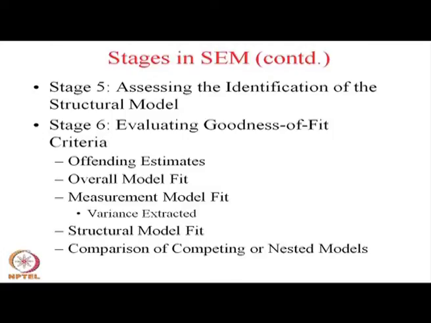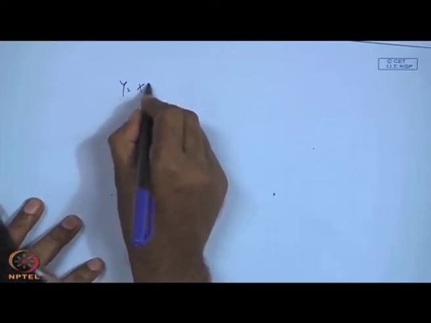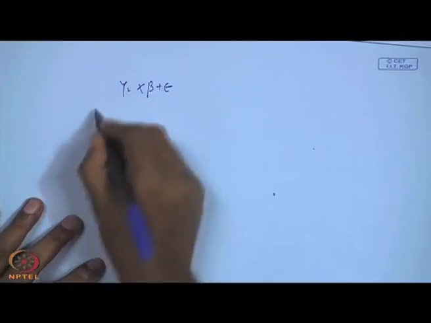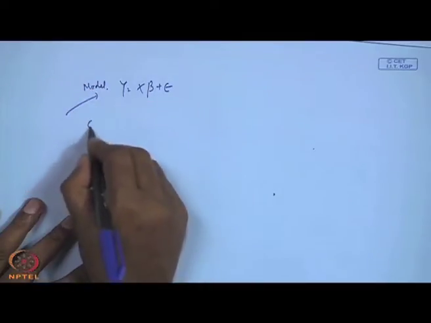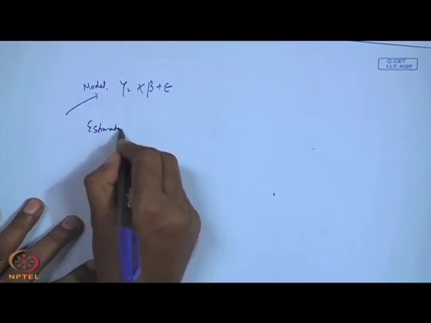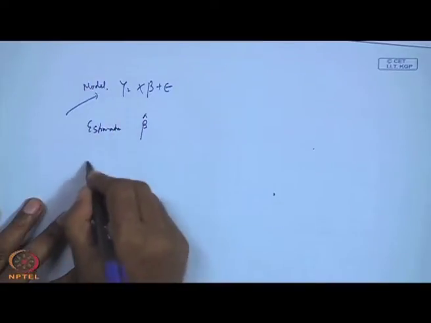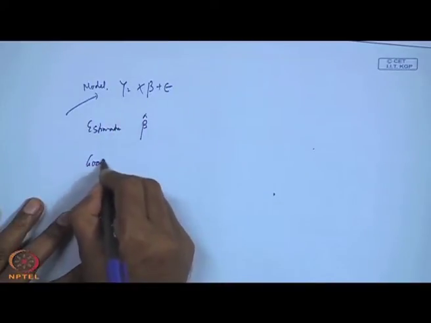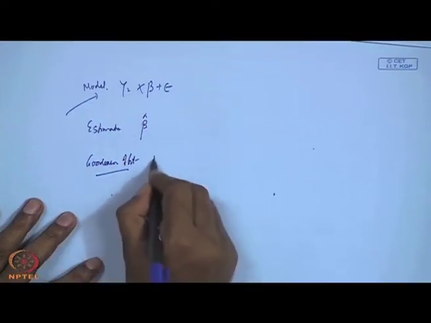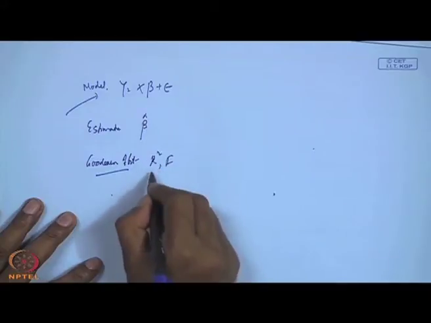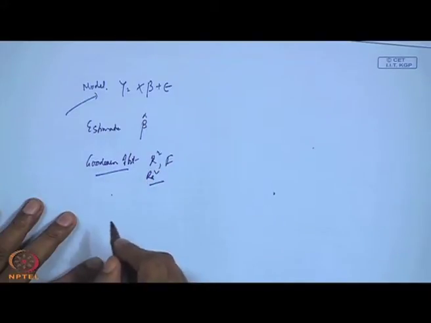Suppose like your regression model, you have seen that the regression equation is y equal to x beta plus epsilon. This is my model. Then what you have done, you have gone for estimation, that is your beta cap. Then you go on for goodness of fit or model adequacy, that is r square, f stat, adjusted r square, all those things you have used.